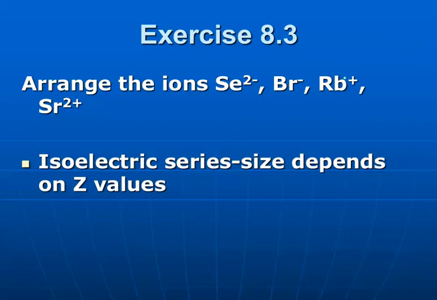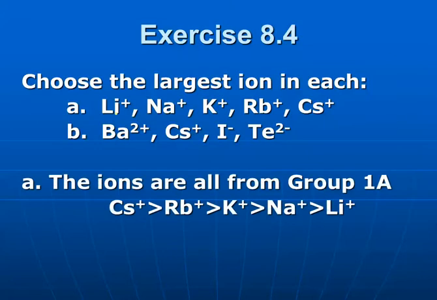The bromide would be the next largest, then rubidium, and then strontium would be the smallest here. So you need to keep that in mind. And this is once again called an isoelectric series, when you have ions with the same number of electrons. Then here we're just looking at these ions in letter A. Those are all found in group 1 on your periodic table, so you should know that as you go top to bottom, the size gets larger.